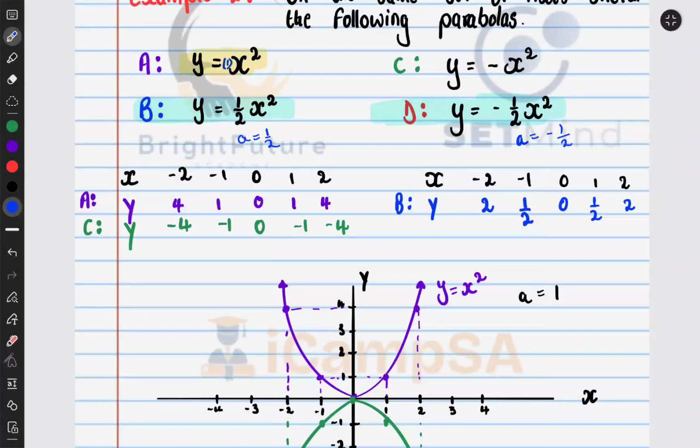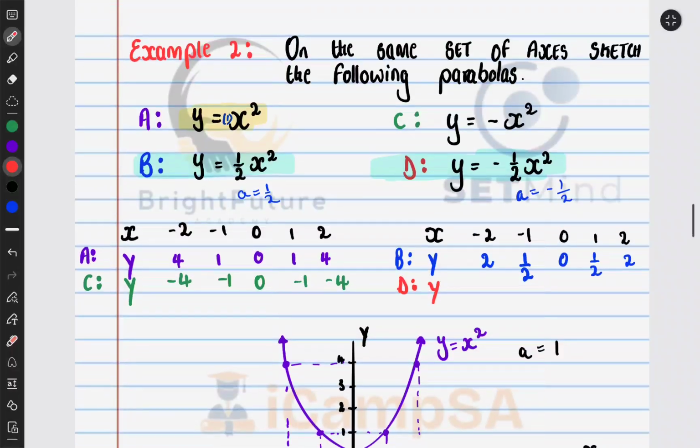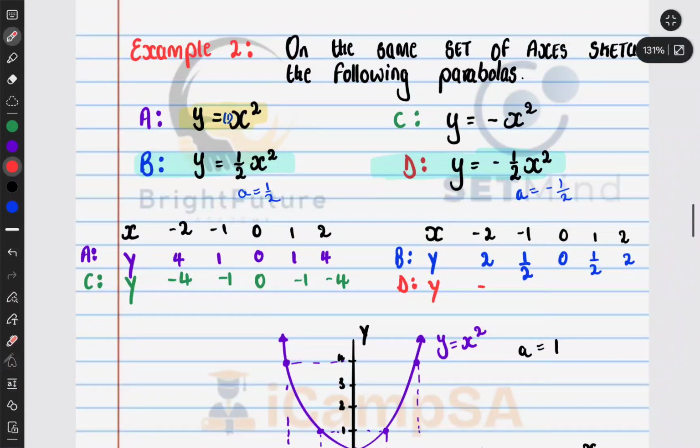Okay, and then let's do the y values for d. So d is negative 1 over 2. Remember how you punch it in the calculator? You say negative 1 over 2 multiplied by negative 2 squared, and then you're going to get a negative 2. Here you substitute negative 1 the same way I've been telling you, and we're going to get negative 1 over 2, and then we're going to get 0, negative 1 over 2, negative 2, and negative 2.